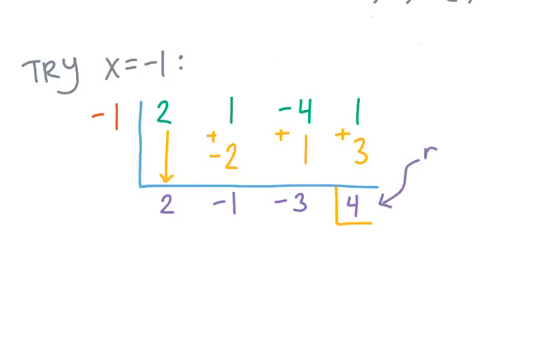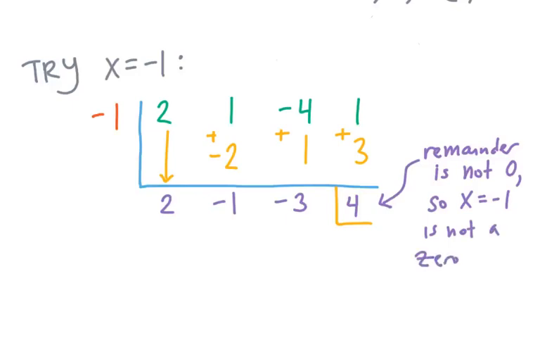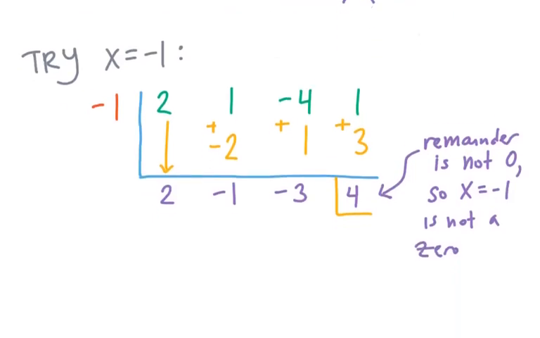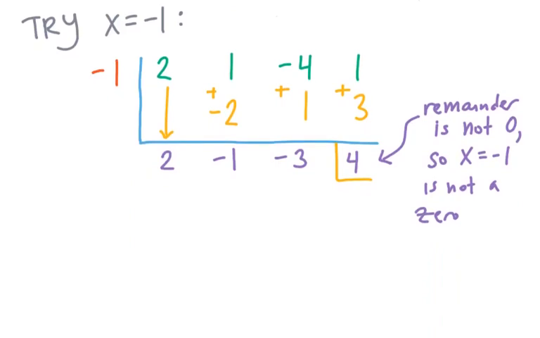All right, so 4 is not 0. So the remainder is not 0. So that means x equals -1 is not a 0 for the polynomial. So that's okay. We just got a little extra practice with synthetic division. So now I'll just continue moving through my possible zeros. So we tried -1. It didn't work. Let's try +1. So same as before, to try x equals +1, I'm just going to set up the synthetic division again.